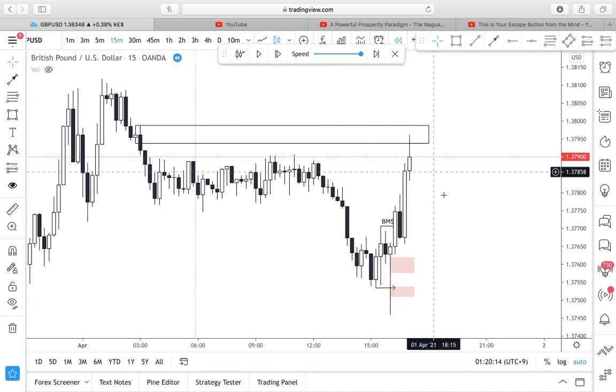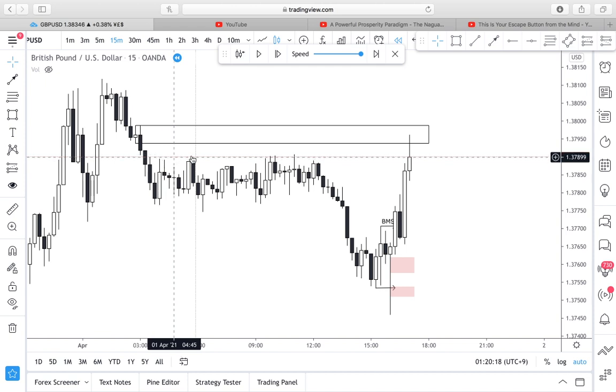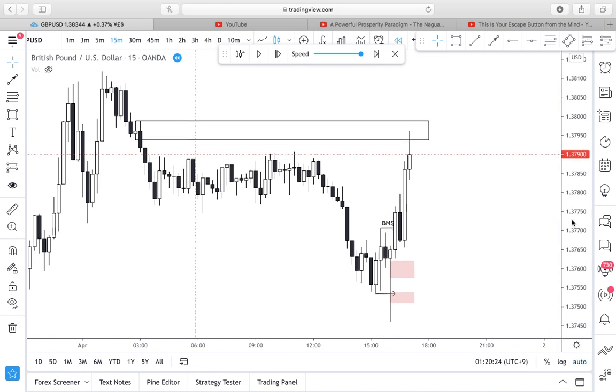So I wanted to sell from here. Why was I interested in this order block? What's all this? This is resting liquidity. Liquidity is the name of the game, boys and girls. Structure is most important, then liquidity.